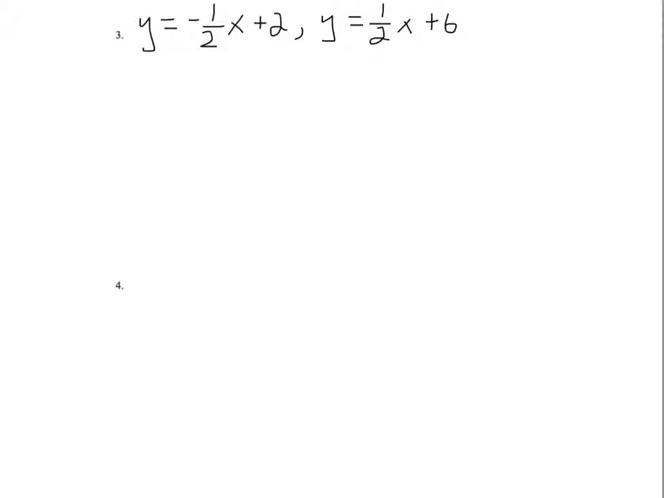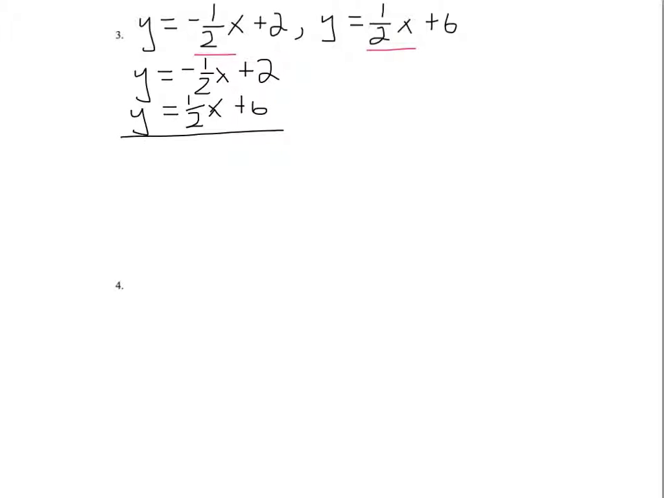For the third problem, I again will use elimination because I recognize that I have a negative 1/2 x and a positive 1/2 x. And not only will this get rid of x, but it will also get rid of my fractions. So my top equation is y equals 1/2 x plus 2. Underneath that, y equals positive 1/2 x plus 6. Add them together. 2y equals 8. Divide by 2. Y equals 4.